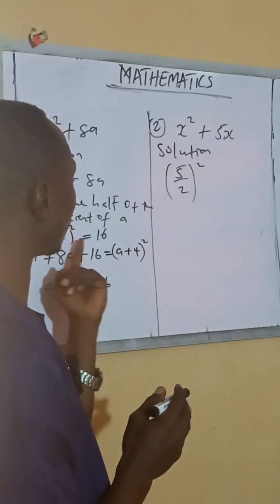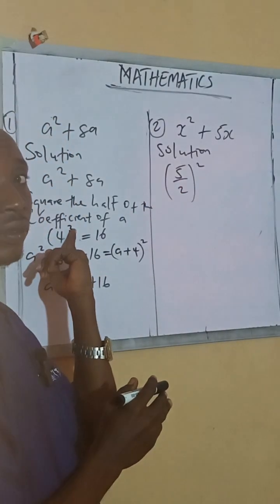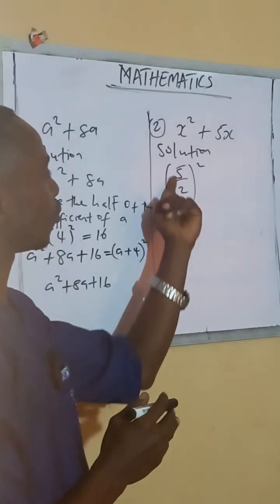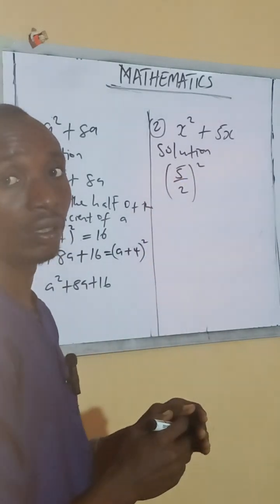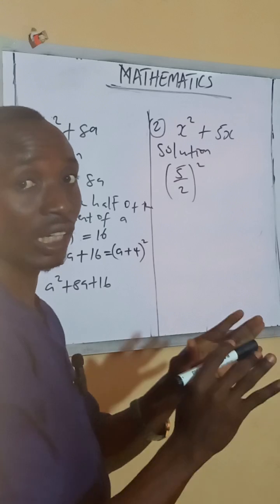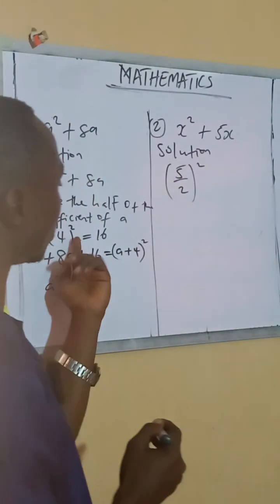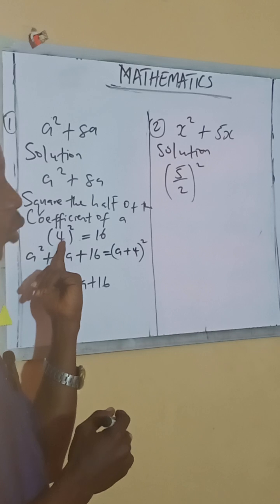Now remember when we did this one here, we squared it. That means we have gotten the half. So when we have this, it means that we have gotten the half of what? 5. That 2 shows that you have gotten the half. So you square that half. Now let's open it up. Remember what we got here when we opened it up.